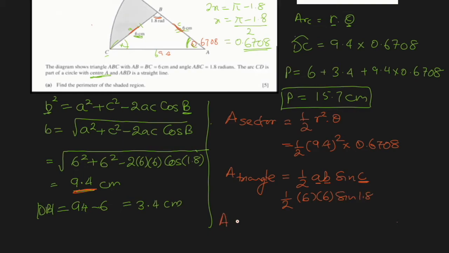So now the area of the shaded region will be the area of the sector, which is half 9.4 square times 0.6708 minus, this can cancel, 18 sine 1.8. Just subtract and we get our answer. Let me use my calculator for this.